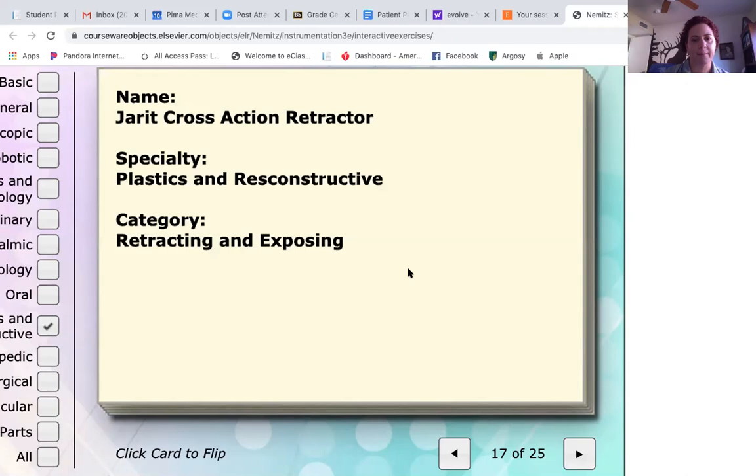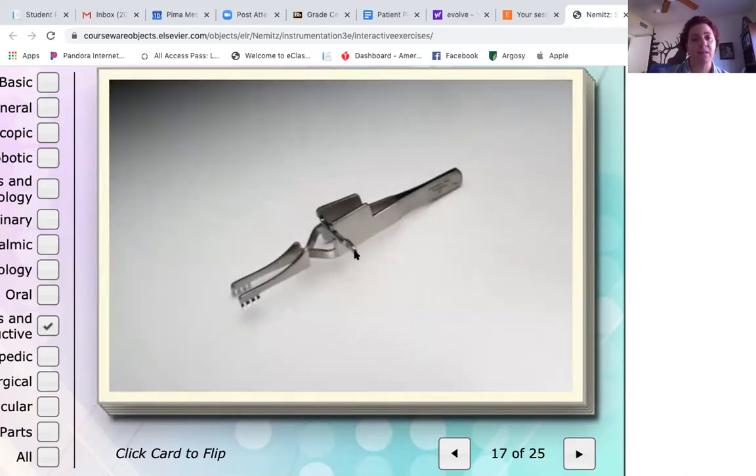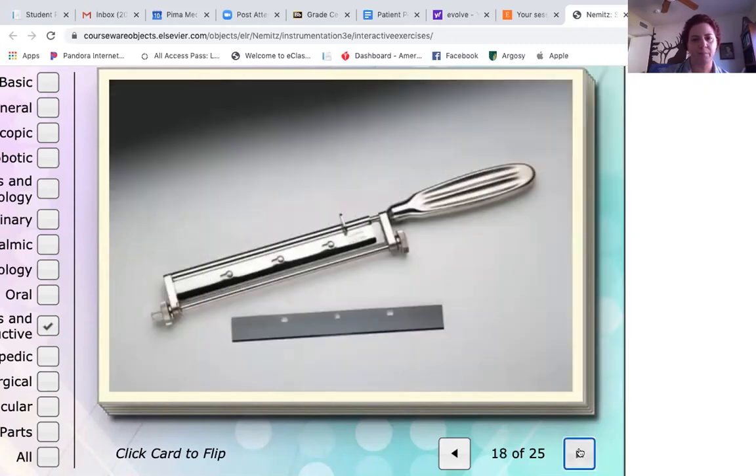Handheld, right? Or I mean, self-retaining. I've also heard this called by a different name, a Heiss retractor, but Jarrett is its name in the book. Good for little finger procedures, wrist, hand, those kinds of things.